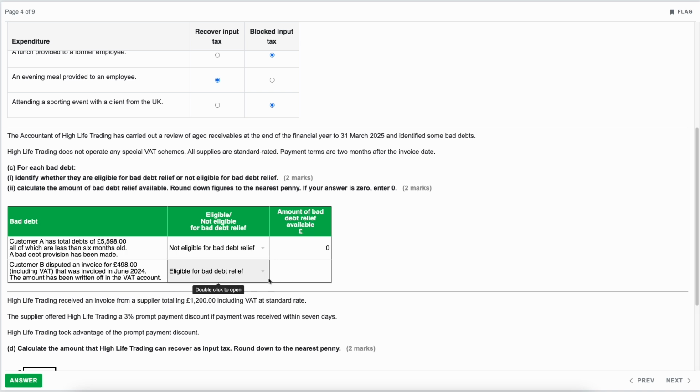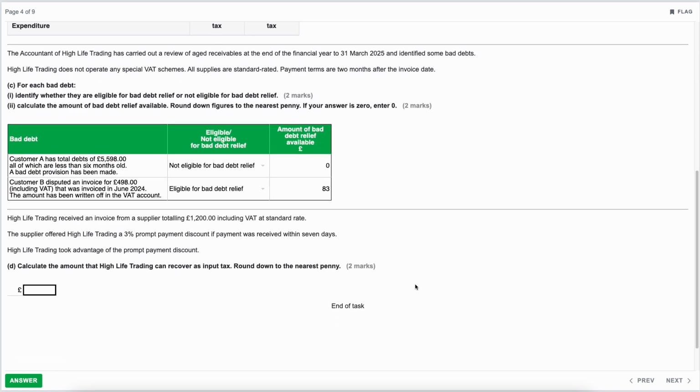So with the invoice being more than 6 months overdue, and it being written off in the accounts, they would be eligible. Now, in terms of the amount, it states that the invoice was for £498, including VAT, so we just need the VAT element of that. So I would just divide that 498 by 6 to get the VAT element, and therefore the amount of bad debt relief available would be £83.